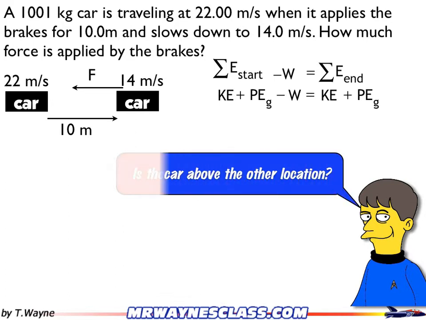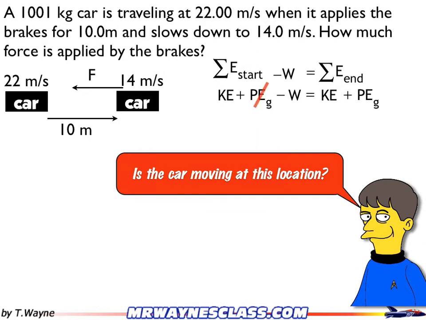Then I'll ask the next question, is it above the other location's height? In this case, it's not. So this is a low point. I'll call the height 0, and I'll get rid of its potential energy due to gravity.